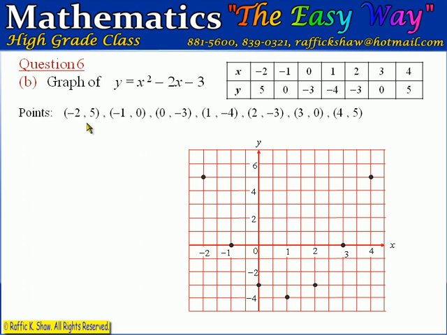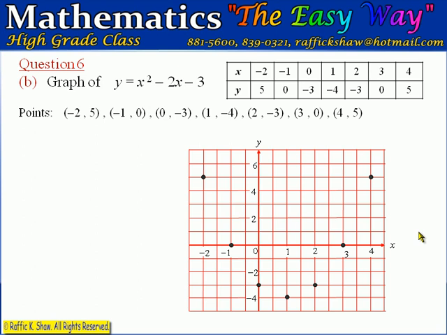-2, 5 for this one. -1, 0 for this one. 0, -3, that's for this one. 1, -4, that's for this. 2, -3 for this point. 3, 0 for this one. And 4, 5 for this one. So those are all the points.